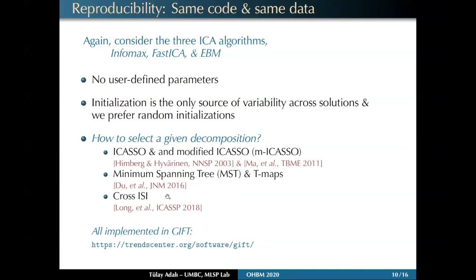And more recently, a very simple idea, cross-ISI. Basically, if I have 100 different initializations, I pick the estimated demixing matrix that's closest to all the other runs. And the ISI, this is intersymbol interference. That's how we evaluate the performance of ICA algorithms using a single metric. So this is the distance measure across multiple estimates of the demixing matrix, taking all of those into account. And of course, all of those are included in GIFT.